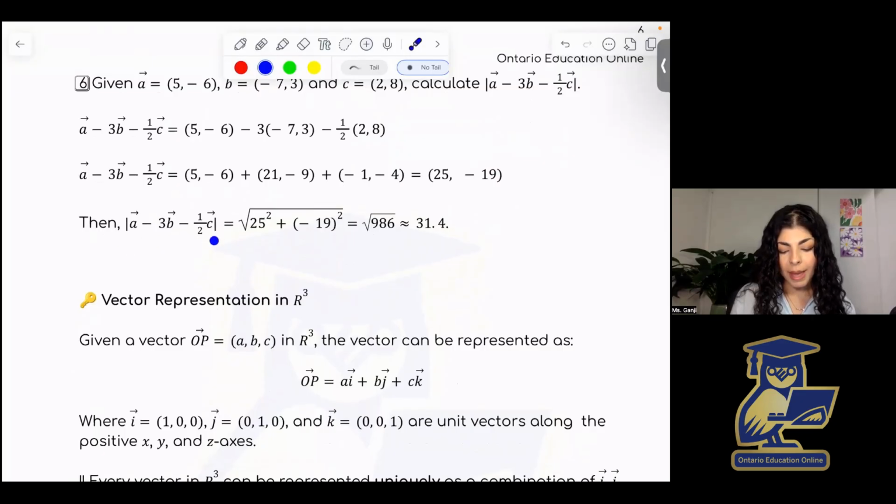Now, taking the magnitude, this is just 25 squared plus -19 squared, and take its square root, which is the square root of 986, and it's approximately 31.4. And that will be it.